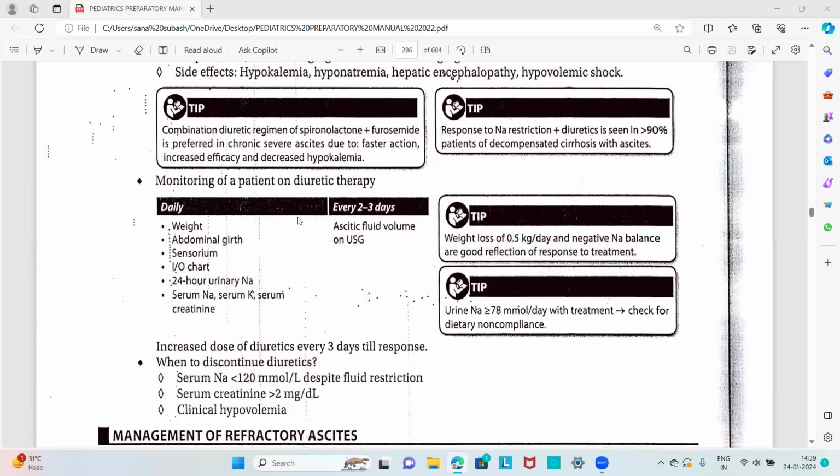We have to monitor a patient on diuretic therapy. That is, daily we have to monitor weight, abdominal girth, sensorium, input-output chart, 24-hour urinary sodium, serum potassium, and serum creatinine, and every 2 to 3 days we have to check the ascitic fluid volume on USG. So if the patient is on diuretics, we have to monitor the patient by these methods.